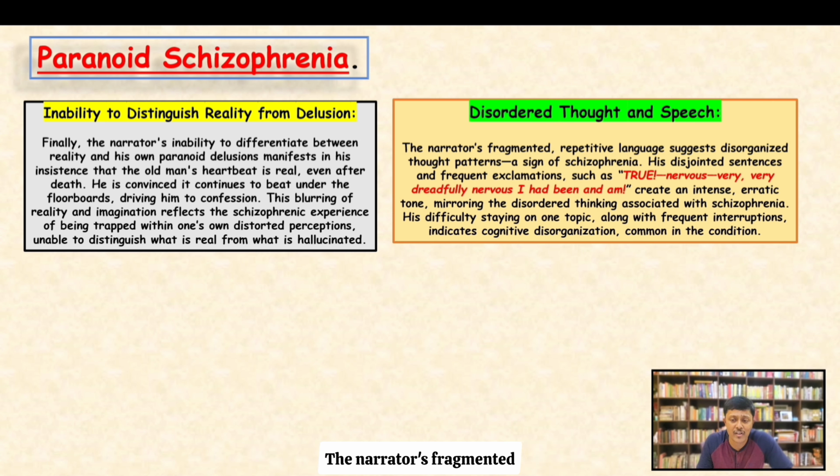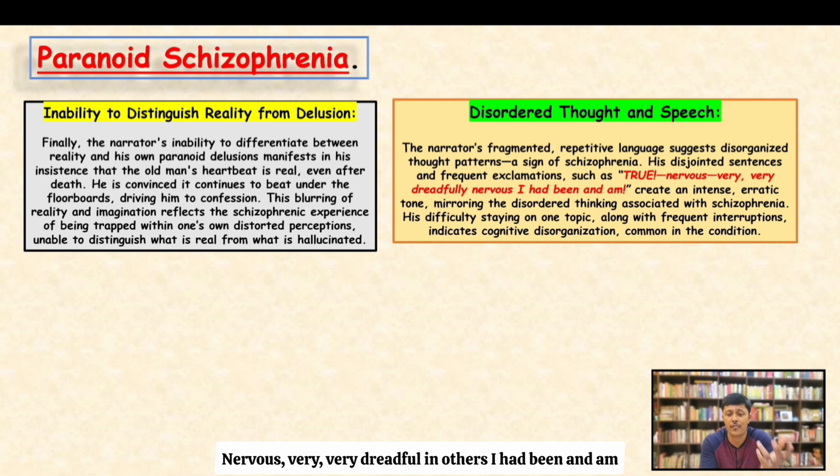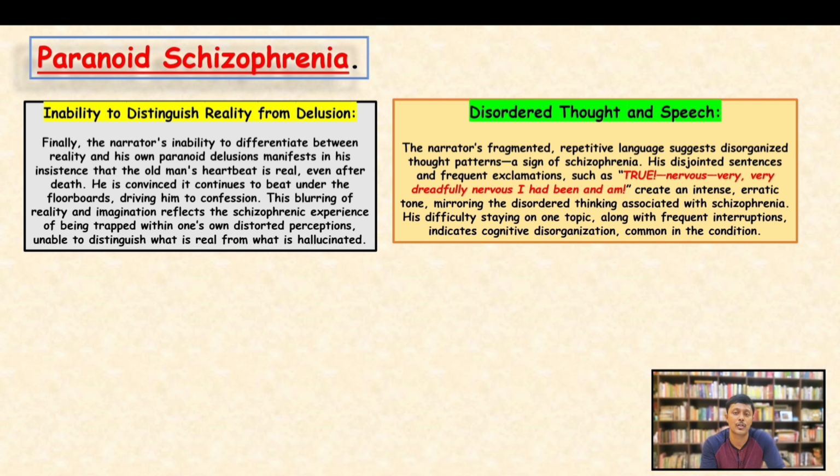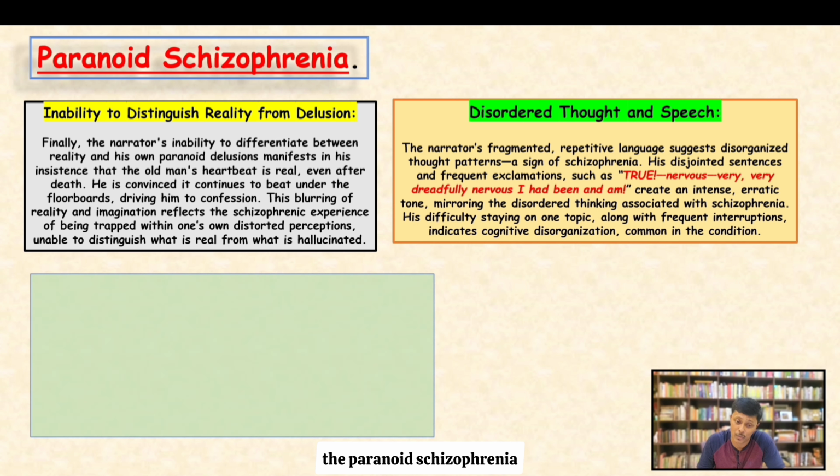And the last part is distorted thought and speech. The narrator's fragmented, repetitive language suggests disorganized thought patterns, a sign of schizophrenia. His disjointed sentences and frequent exclamations, such as "True, nervous, very, very dreadfully nervous I had been," create an intense, erratic tone, mirroring the disordered thinking associated with schizophrenia. So these factors are clearly associated with paranoid schizophrenia.